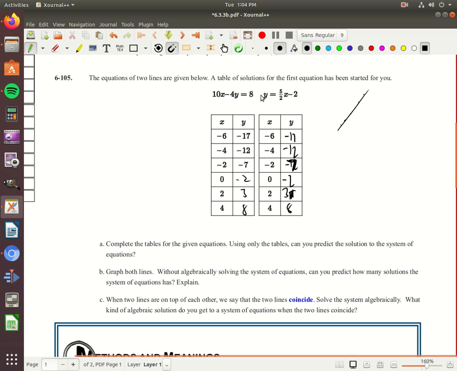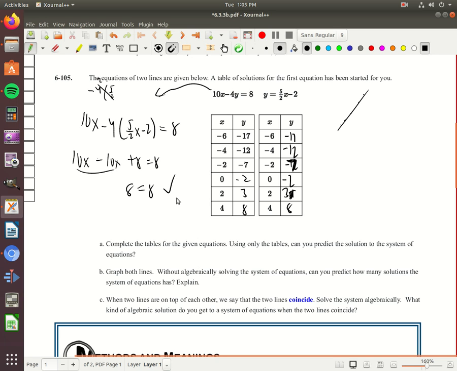Again, I'm going to use substitution. So I'm going to take this equation, 10x minus 4, and I will substitute 5/2 x minus 2 in for the y, equals 8. So I have the whole equation and just substituted. Again, I will distribute this 4. And again, because of cross canceling, this will be pretty simple. I'm going to get minus 10x plus 8 equals 8. When I simplify, I get 8 equals 8, which is a true statement. And again, when we get a true statement, we expect to see lines that coincide.